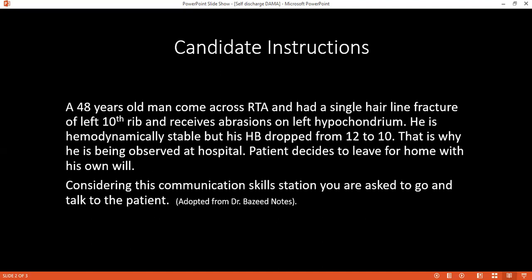What's Hb? Hb is hemoglobin, the amount of hemoglobin present in our blood. So it suggests that it could be bleeding, and it's a serious condition. It is a life-threatening condition if it bleeds.